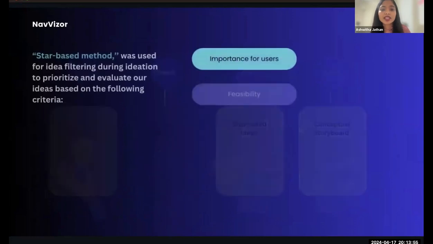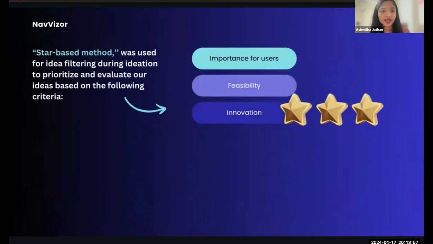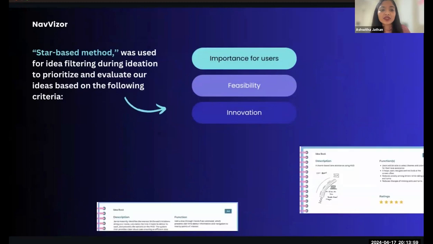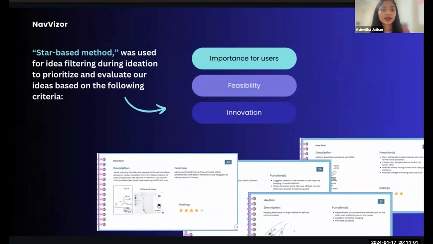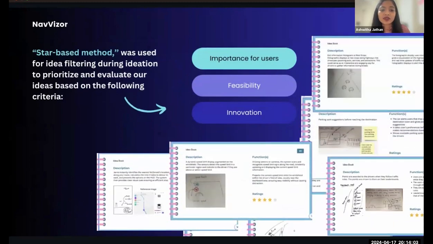We then filtered those ideas using the star-based method. As a group, we evaluated each of them on a scale of 5. The evaluation criteria were based on the importance, feasibility, and novelty of the idea.